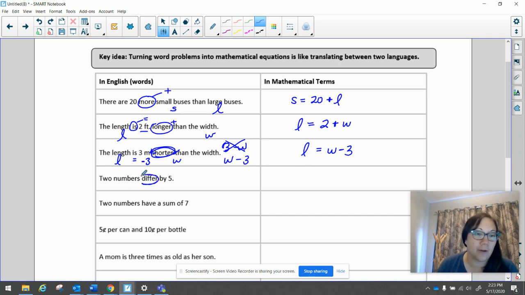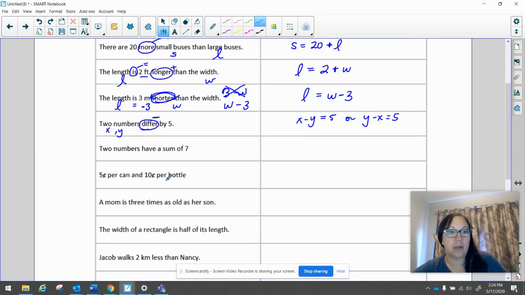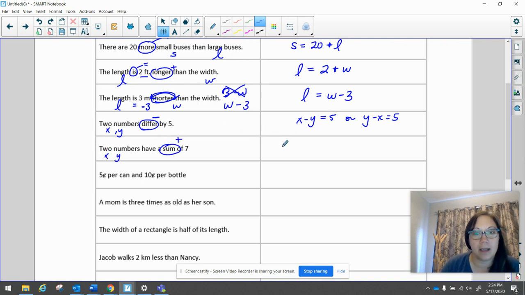So two numbers differ by 5. Differ means that if you subtract them, the result is 5. So your two numbers could be like X and Y, and they differ by 5. So that means that X minus Y equals 5, or you could have said Y minus X equals 5. Either one of those would have been okay. Two numbers have a sum of 7. Sum is the result of adding. So if our numbers again are X and Y, you could say X plus Y equals 7.